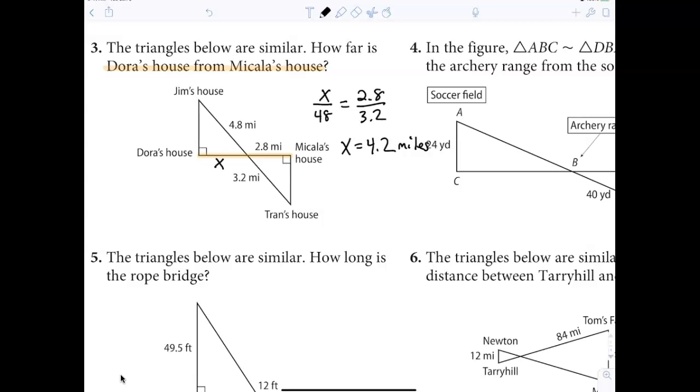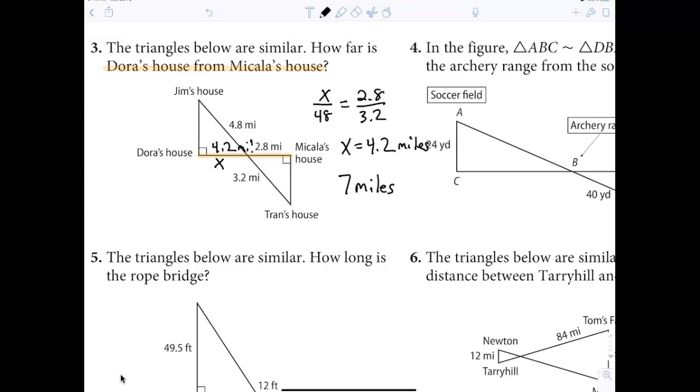All right. So he is 100% correct. This distance is 4.2 miles. But they're asking what's the distance from Dora's to Michaela's. So you have to add the 4.2 and the 2.8. You're simply adding those two values. And so we said the answer was what? 7 miles.